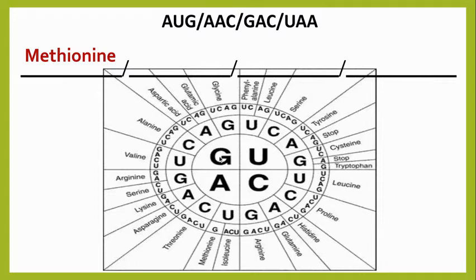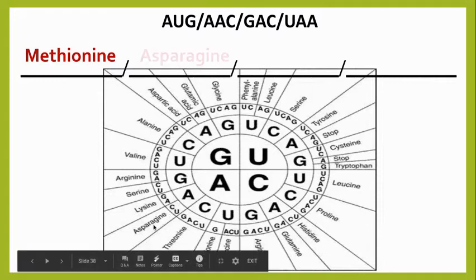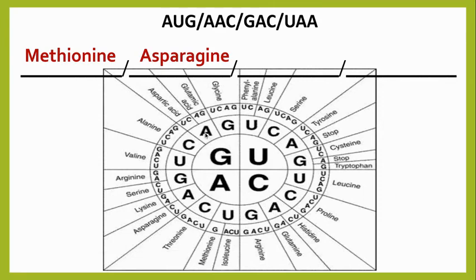AAC is next. You start at A, go out to A, then go to C. This is asparagine. Go to GAC, start in the middle with G, work our way out to A. C is aspartic acid. And lastly, we have UAA, use over here, move out to A. And then A is our stop codon. And that's how you read codon charts. Again, you can use either one of these. It tells you the exact same information.